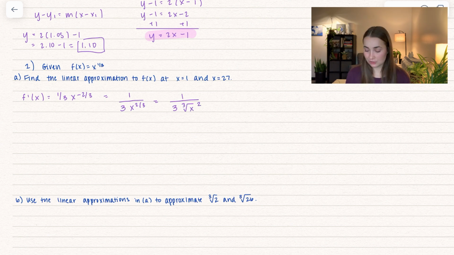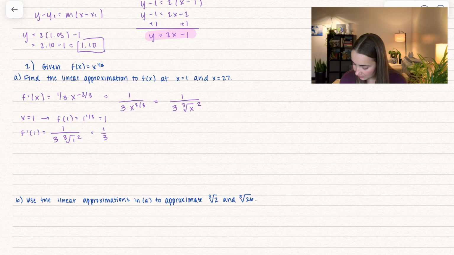Okay, so let's work with our two different x values. First, we have x is equal to 1. Let's go ahead and find the corresponding y value. So we have f of 1 is equal to 1 to the 1/3, which is just equal to 1. And now we can find our slope, and that's going to be by plugging in 1 to the derivative, which is just equal to 1/3.